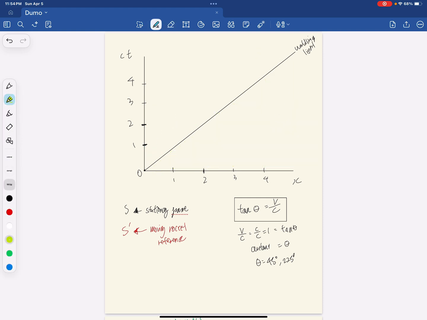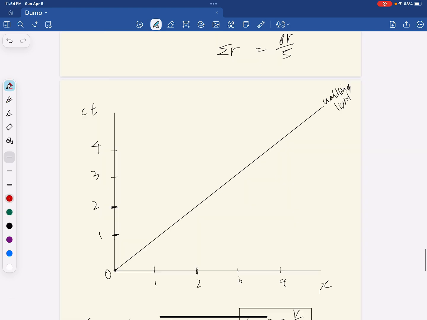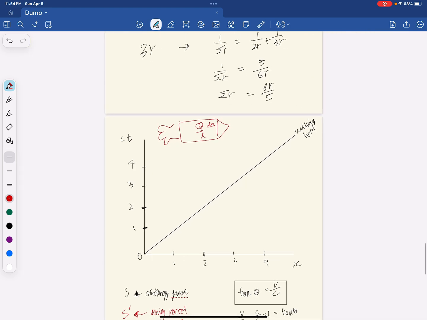Okay, now let's try to plot a world line for a very fast moving rocket. So we've got a rocket, I'm going to draw it in red, and we have an observer inside. Let's call him Alex. Alex is moving at very fast relativistic speeds, very close to light, but still slower than light. And if we were to plot the rocket's world line, it would look something like this, right?